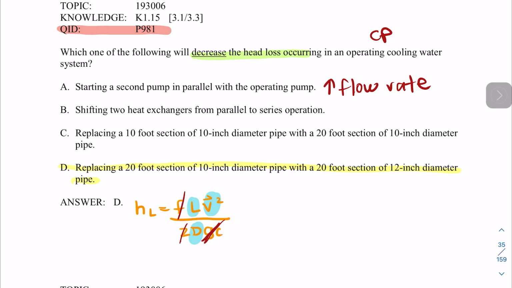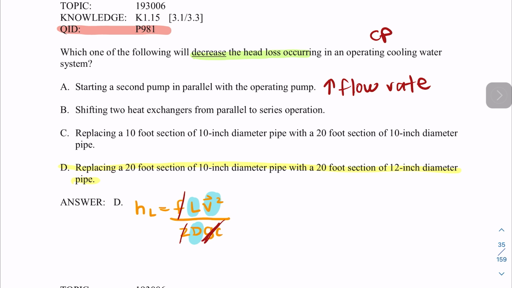Just remember those things. So if we increase the flow rate, what is happening, right? The flow rate is going to be affecting our velocity, right? We increase the flow rate, so we are increasing our velocity. Since we are increasing this part on the denominator, our head loss is going to increase, right?